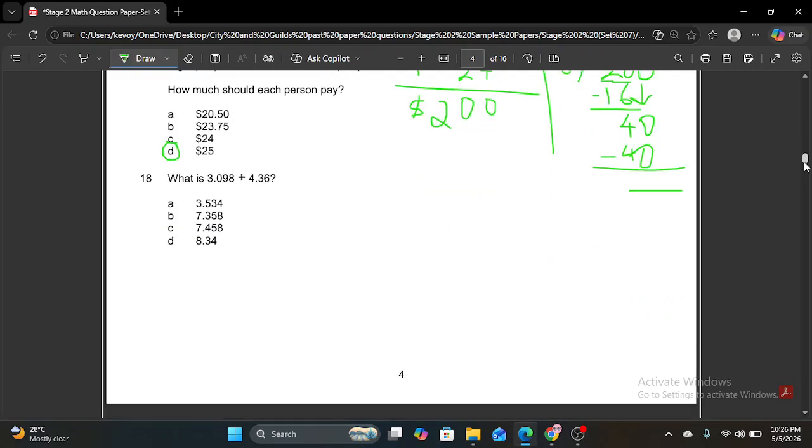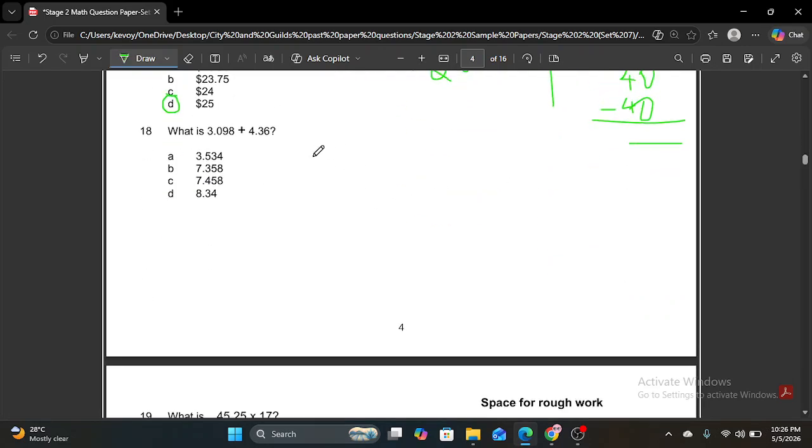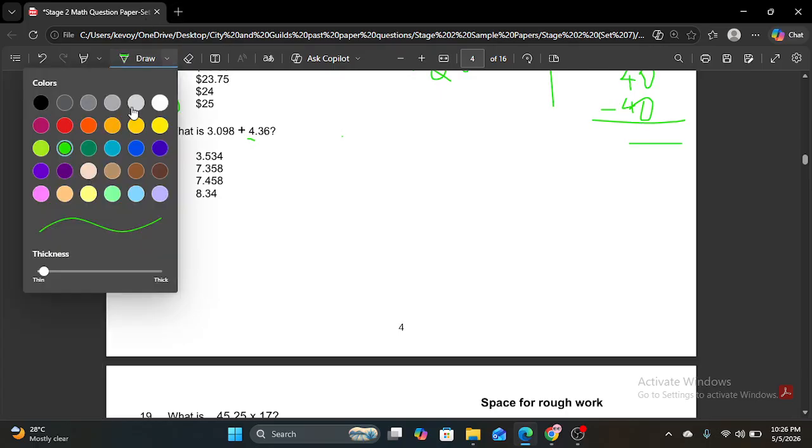All right, let's see if we can do one more. So let's do this one quickly. So we have, what is 3.098 plus 4.36? So write the bigger number, and the bigger number is surprisingly right here. So that is 4 points instead of the 3 points. So let's write it out.